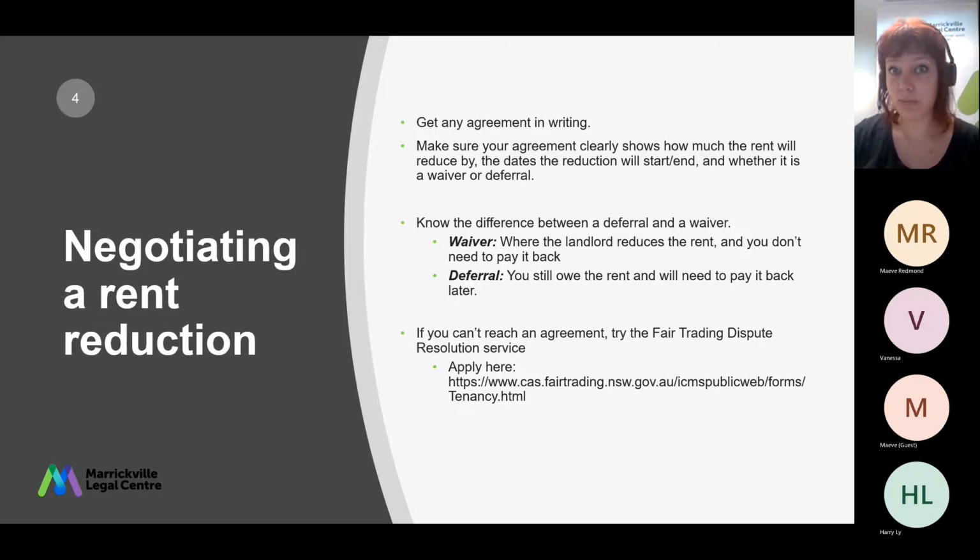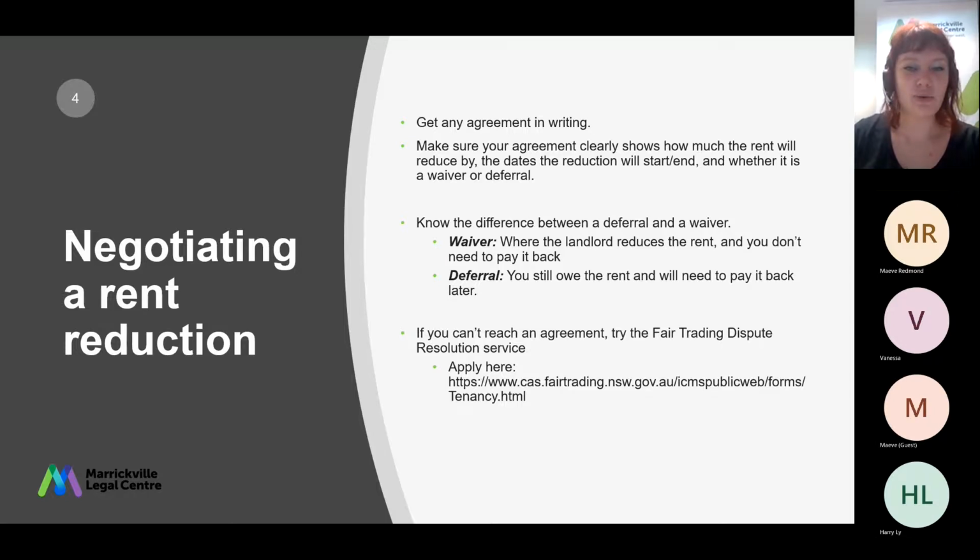Now, I also want you to be really mindful about the difference between a waiver and deferral, because unfortunately that does catch people out quite a bit. A waiver is basically where a landlord agrees to reduce the rent and you don't need to pay it back later. So they're waiving the rent. A deferral means that you still owe the rent and you do need to pay it back later. It's just usually at an agreed date. Be mindful, these are different kinds of arrangements. Don't let any ambiguity enter the situation. Make sure it's clear whether it is a deferral or a waiver.